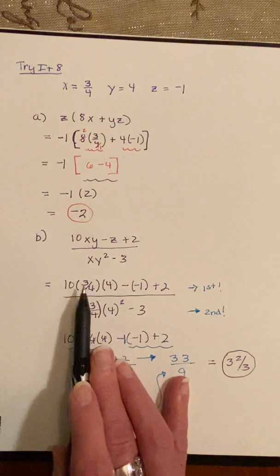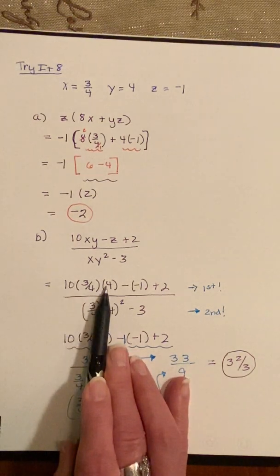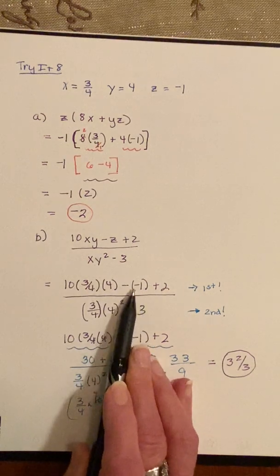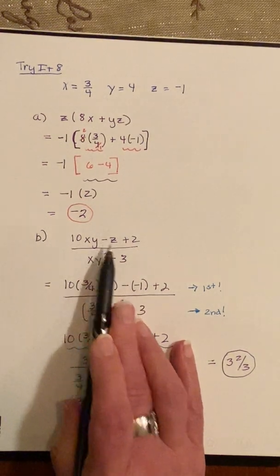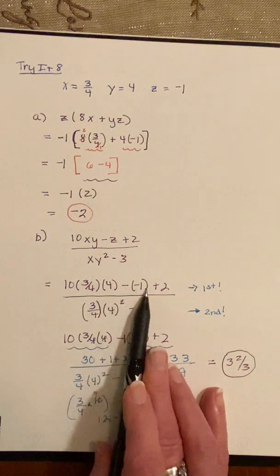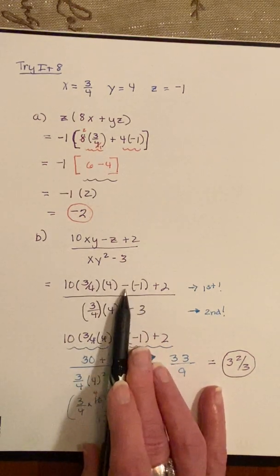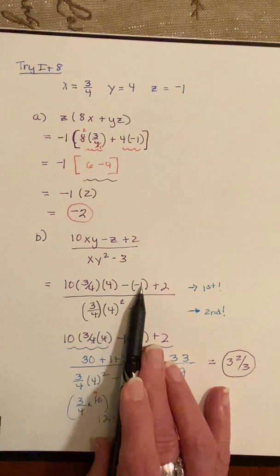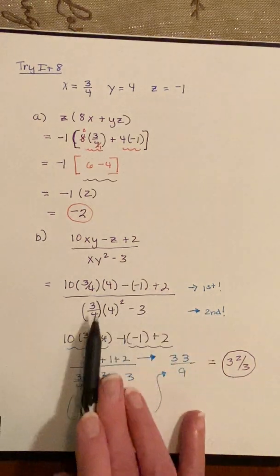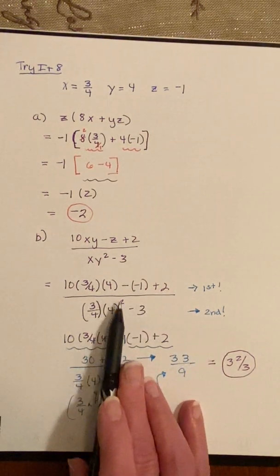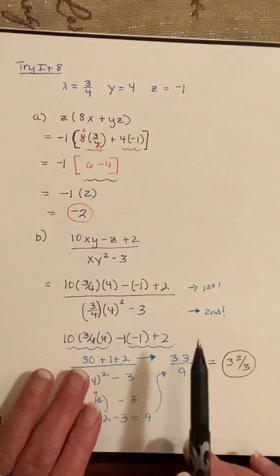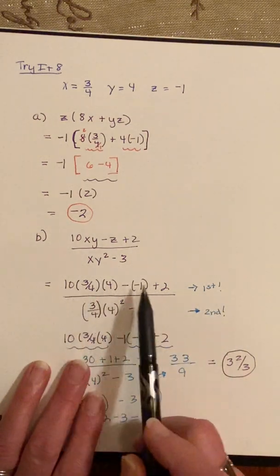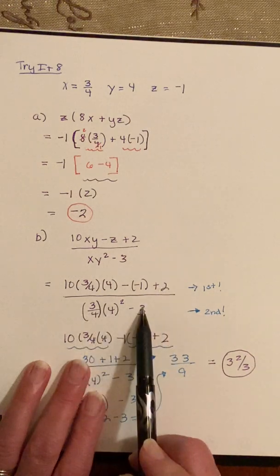So 10 times 3/4 times 4 minus negative 1. Now I have to do this because it's minus here, but z itself is negative 1. So I have like a double negative here. So minus negative 1 plus 2 over 3/4 times 4 squared minus 3. Okay, I'm going to first work through this part and then this part.